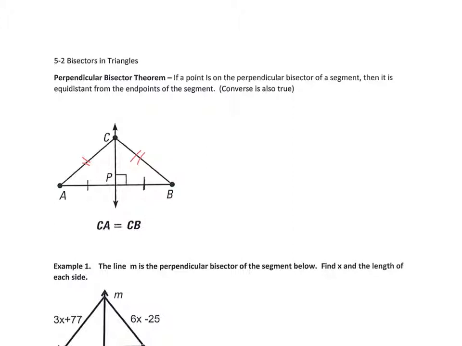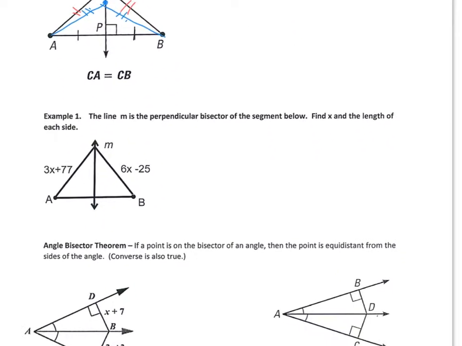You could also set up another point on here. So if I had to put this point F on the perpendicular bisector, so FA would be congruent to FB.